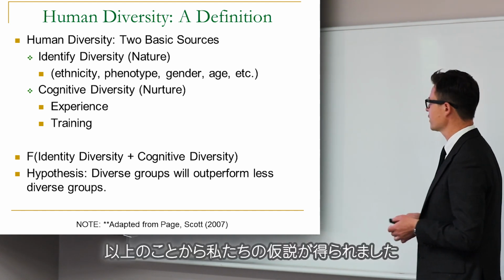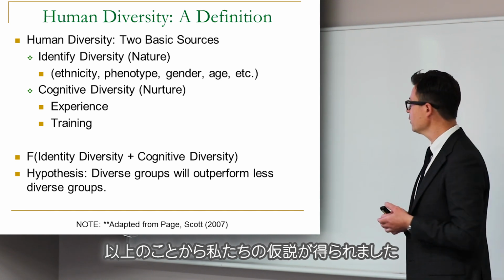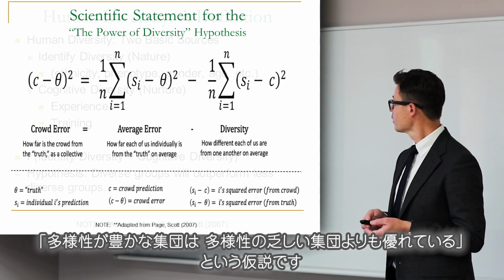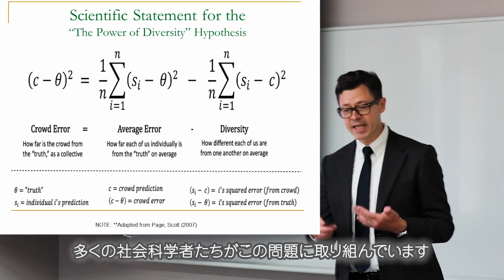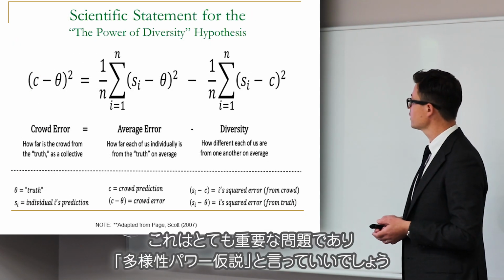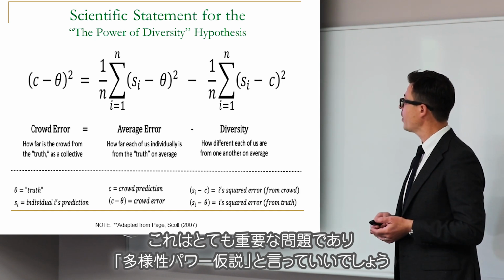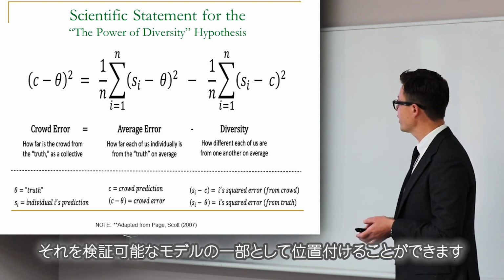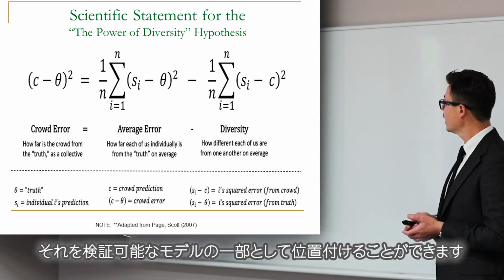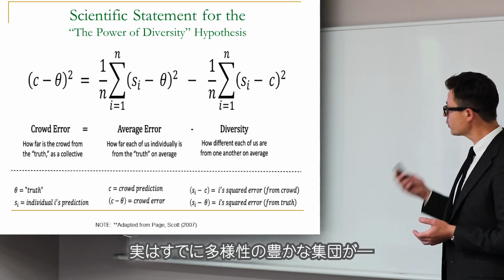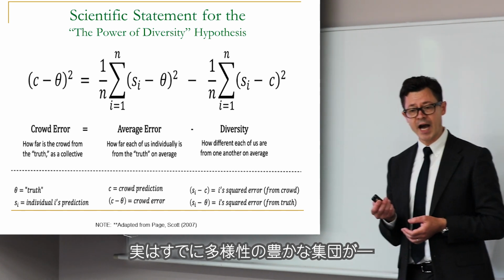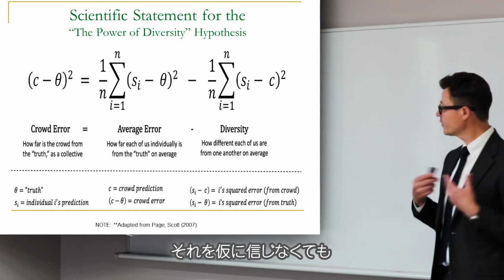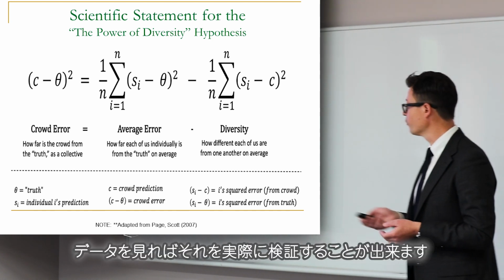So now our hypothesis. So derived from the prior, so diverse groups will outperform less diverse groups. And social scientists have been engaging this question. It's a really important question. So the power of diversity hypothesis, right? So we have our definition, and now we can embed it within a testable model. And it turns out that diverse groups do in fact far outperform less diverse groups, right? And you don't have to trust us. You can actually go through and run the data.